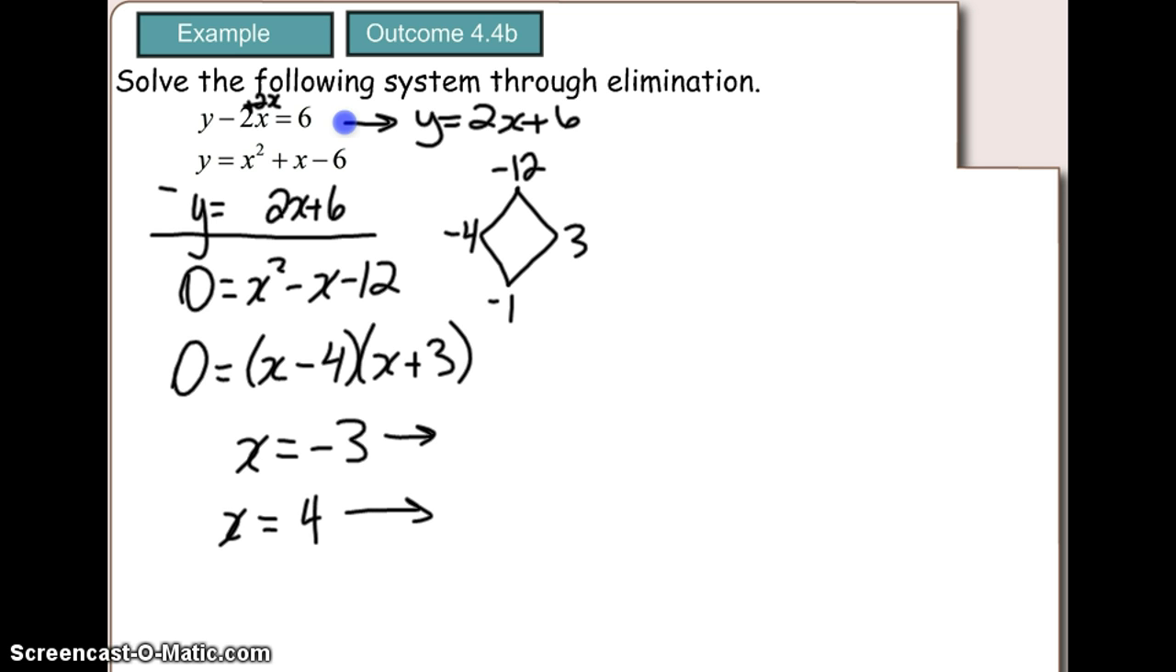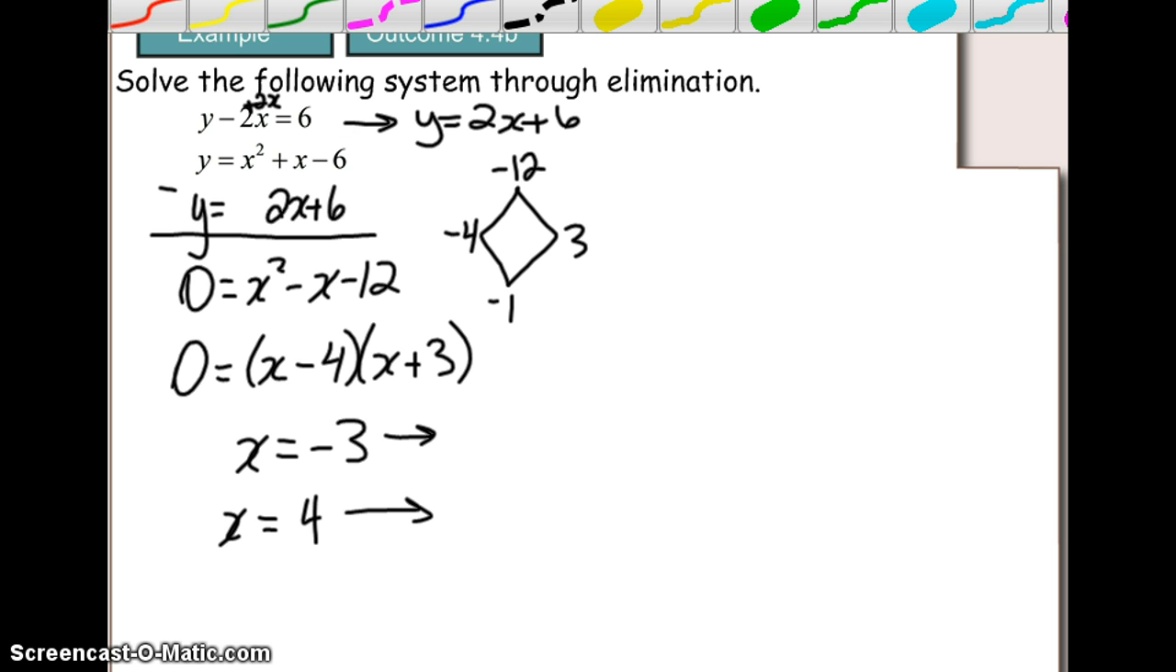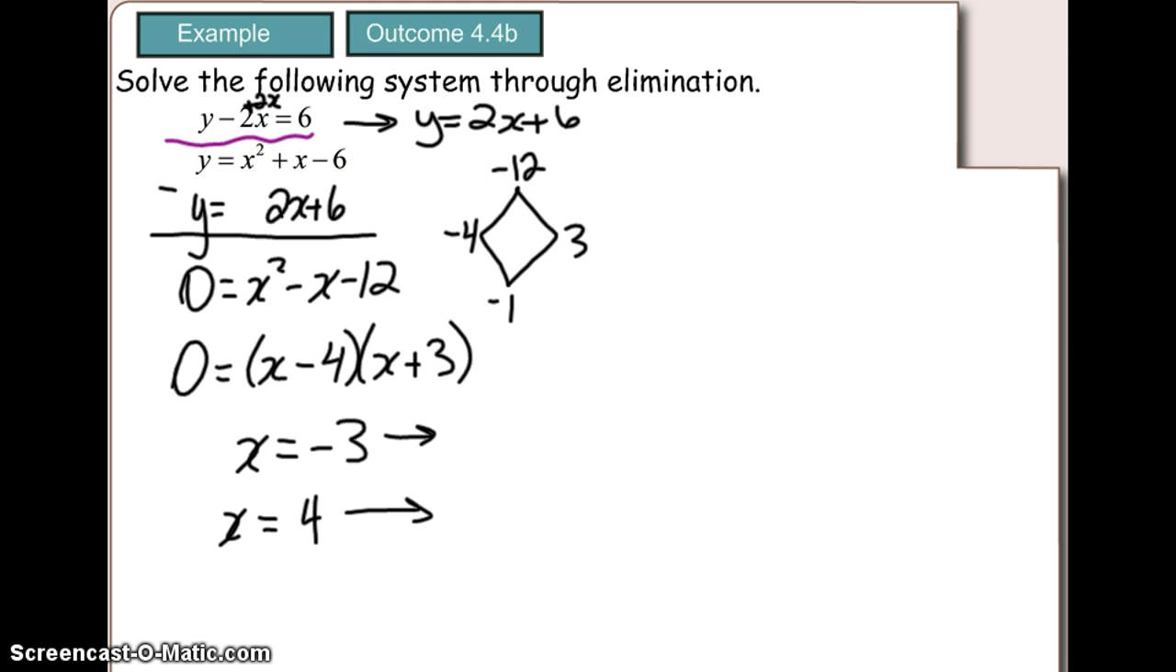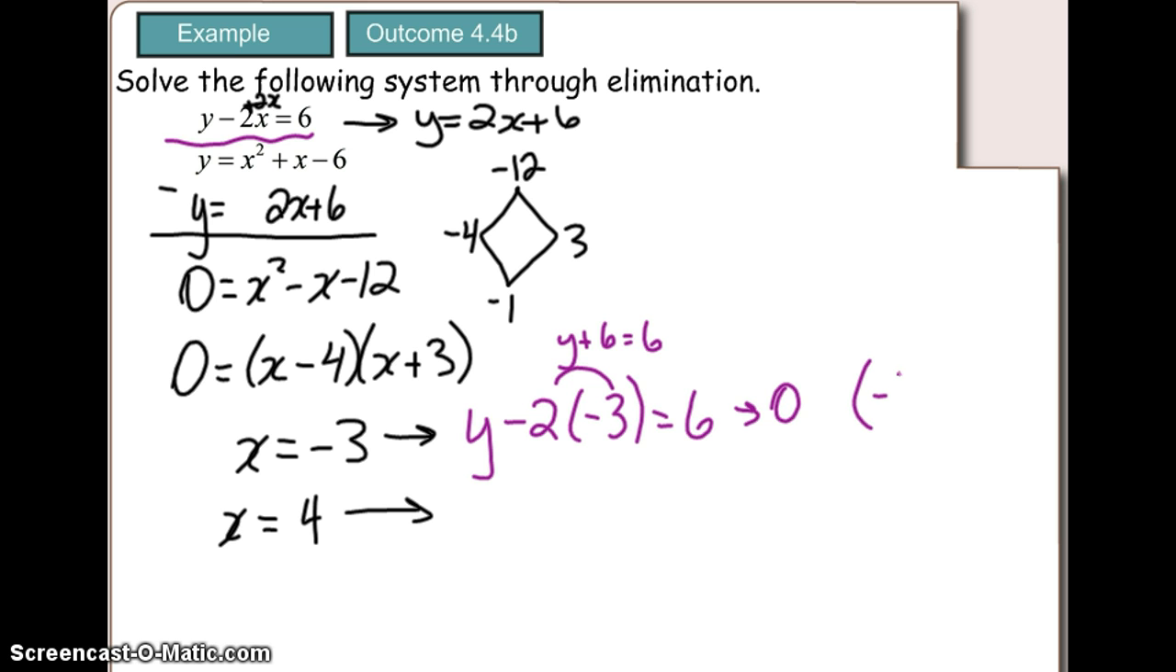Now before you go and store it in for x, this is not going to be the hardest example, so let's actually use this first equation in order to solve it. So I have y subtract 2 times -3 equals 6. Well, -2 times -3, that's just like 6. So y plus 6 equals 6. What plus 6 equals 6? 0. So I have one intersection point at -3 and 0.